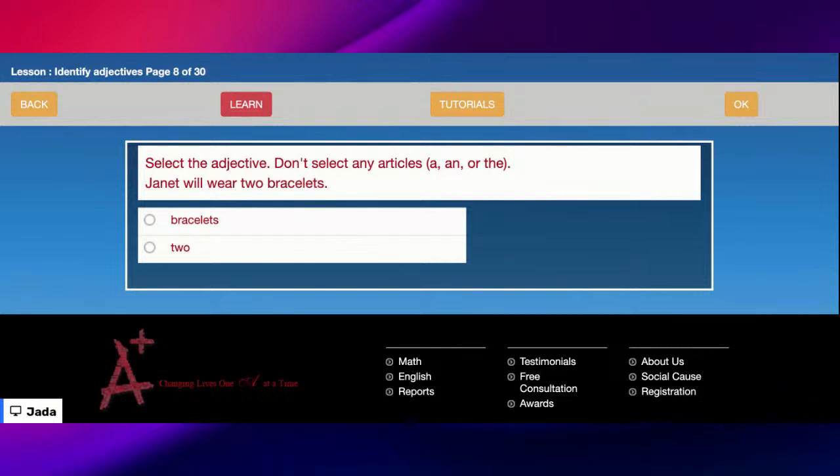Janet will wear 2 bracelets. What's the adjective? Is it the bracelet or 2? So is it 2 or bracelets? Option 2. Okay.